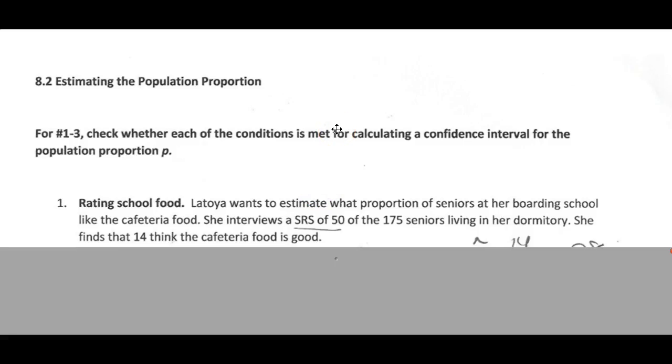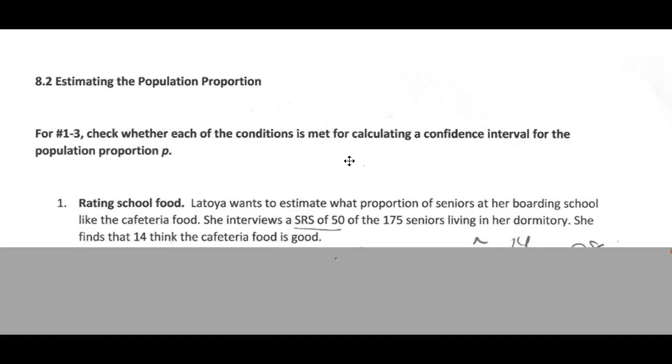Okay, here are the worked examples for 8.2. So for numbers 1 to 3, we're going to check to see if each of the conditions is met for calculating a confidence interval. And remember, this is checking to see if it's random, is it normal, and is it independent. So let's go through each of these carefully.